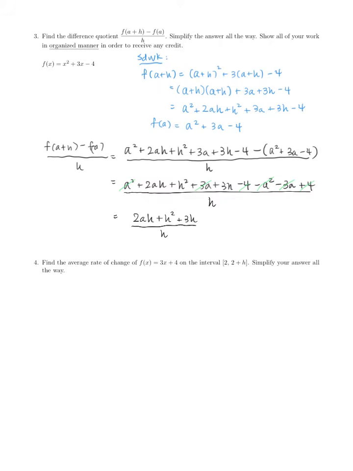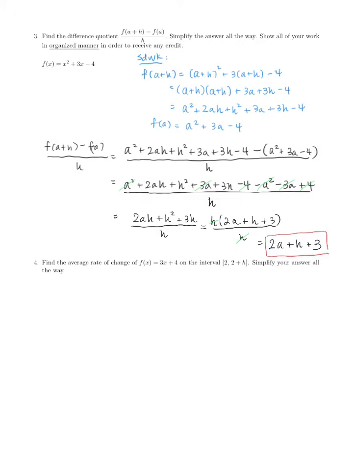Okay, now I want you to simplify this all the way. So notice that I can factor the h out from the numerator. So then here you're going to have h times the whole quantity 2a plus another h plus 3, whole thing divided by h. So now I get to cancel all the h's, and our answer is going to be 2a plus h and then plus 3. So that's going to be the answer. Here you go.